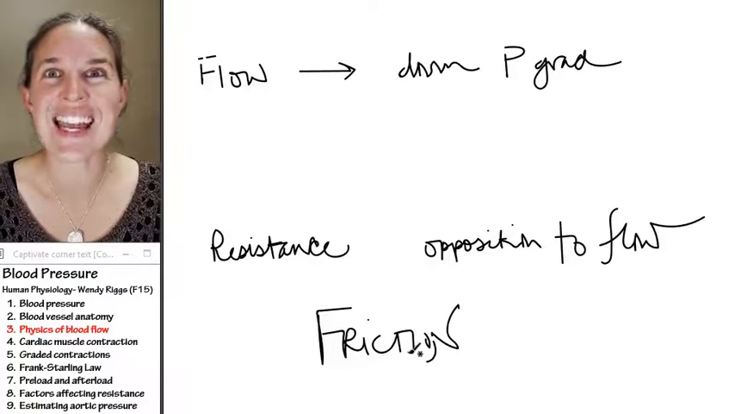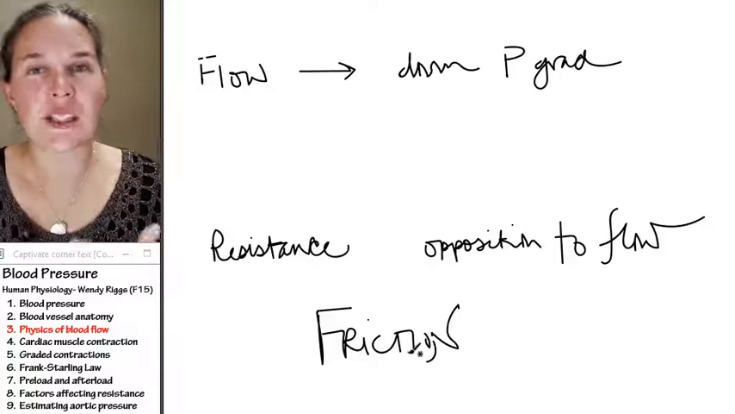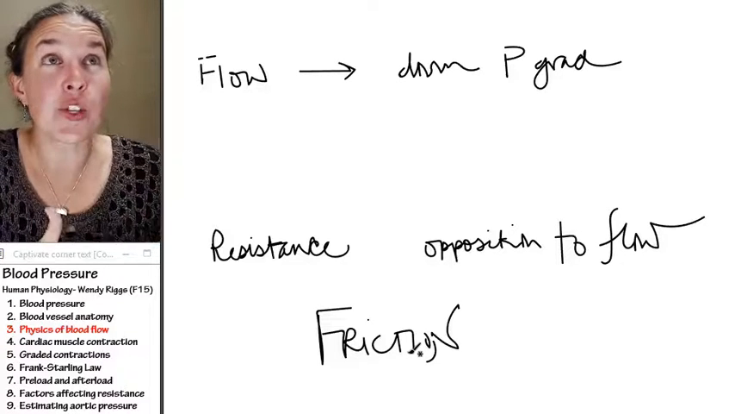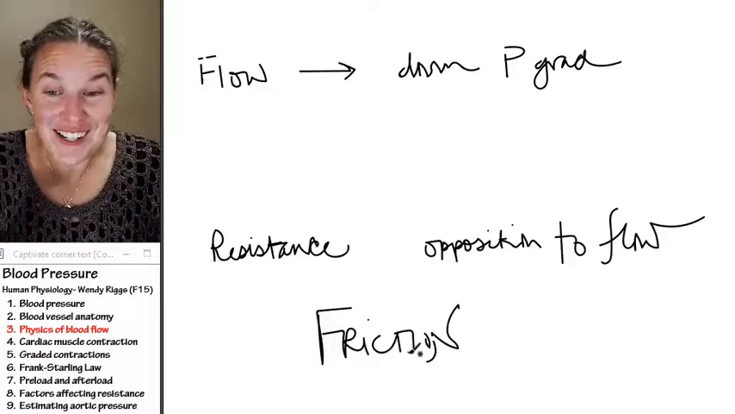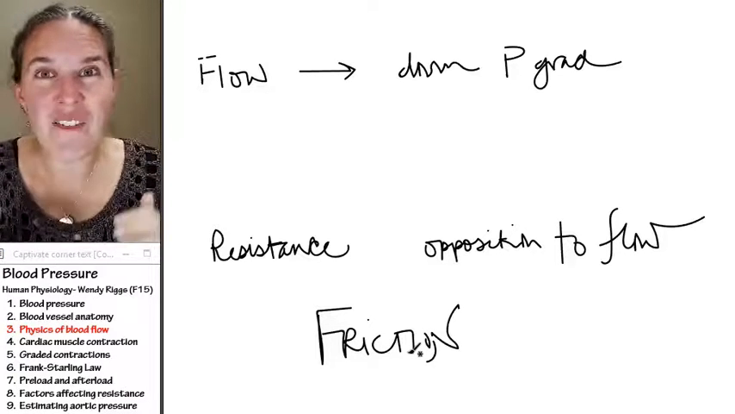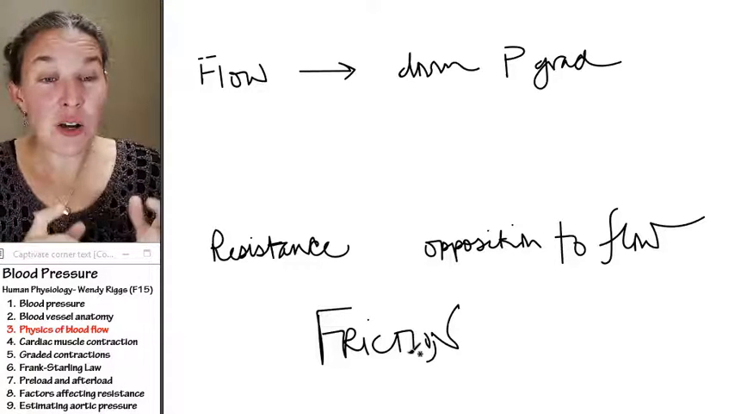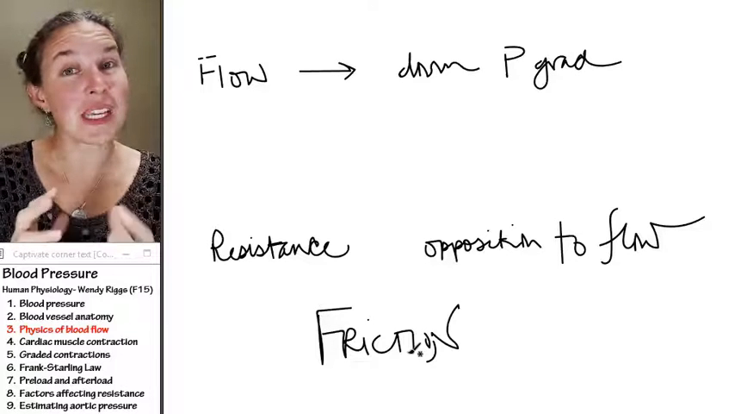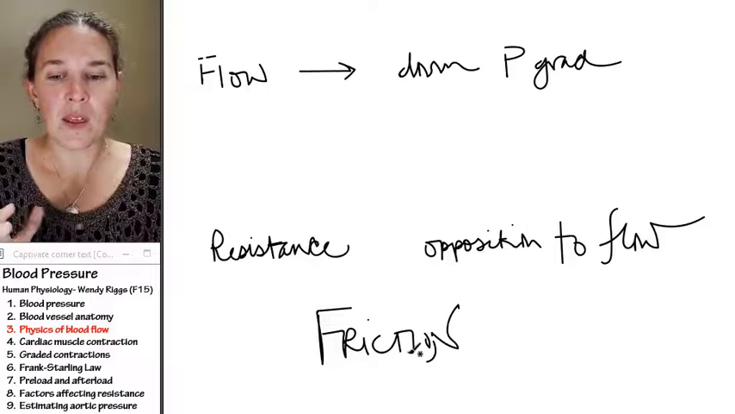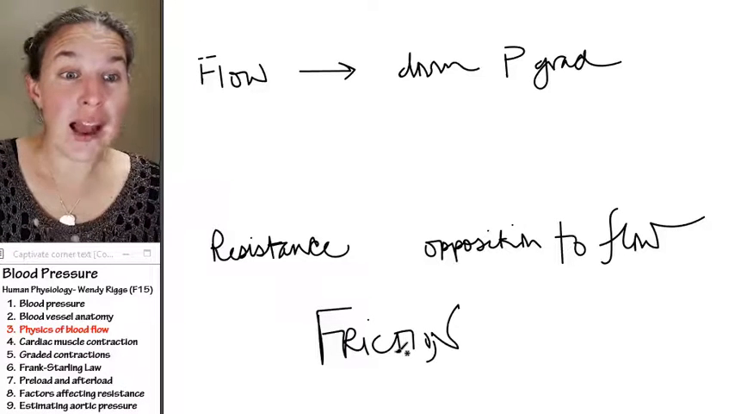So let's take a second to rewind and figure out some characteristics of how your heart creates flow. Because the mechanism of heart muscle contraction is a little bit different than skeletal muscle contraction, and that allows for some interesting regulation that can happen from your actual little heart.